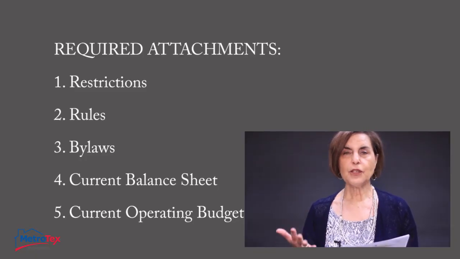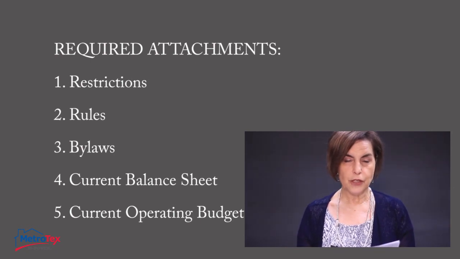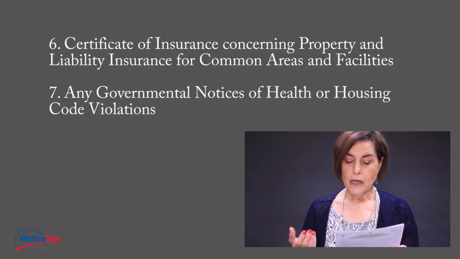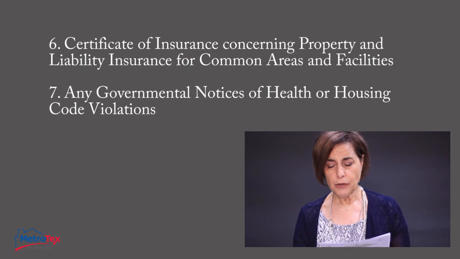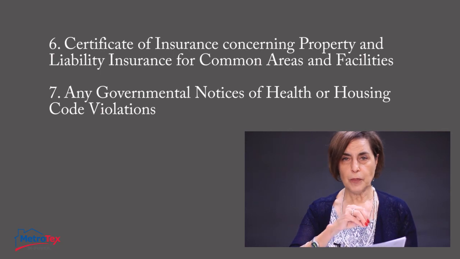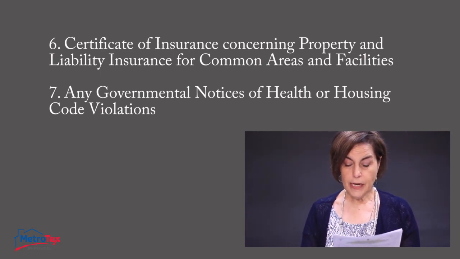But what I really like about this form is it talks about, is it a first right of refusal? What's the current assessments? It's got all of the questions that you would logically want to ask. But at the very bottom, at the very last paragraph, it says, these are the required attachments that we want. We want the restrictions, the rules, the bylaws, the current balance sheet, the current operating budget, certificate of insurance. That's really important because your lender's going to want that, because your homeowner association has their own liability insurance policy on top of what you might have. And any governmental notices of health or housing. So this one just gives a very specific list of things that you're going to want.